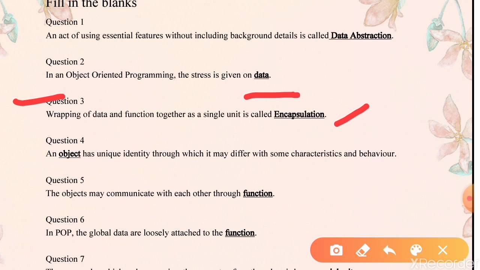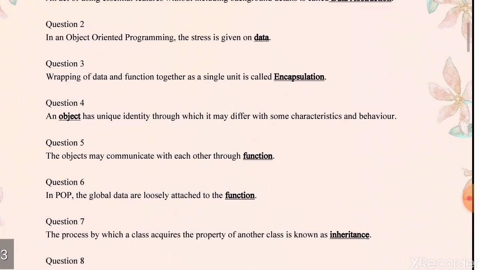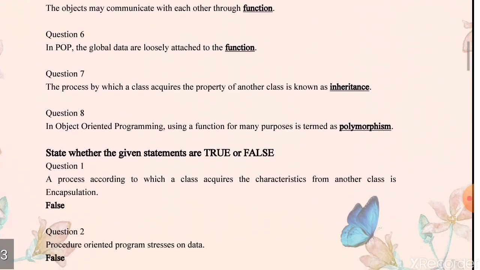Next, an object has unique identity through which it may differ with some characteristics and behavior. So children, object is a thing which differs by some characteristics and behavior. Fifth is, the objects may communicate with each other through functions. Its answer is function. Move to the next. Sixth, in POP, the global data are loosely attached to the function. Its answer is function. The process by which a class acquires the property of another class is known as inheritance.